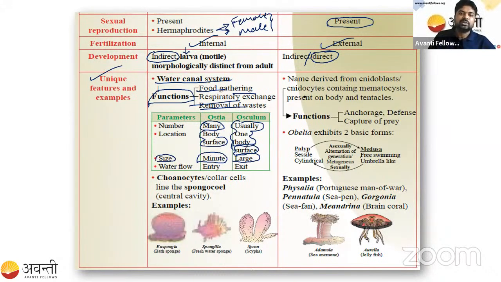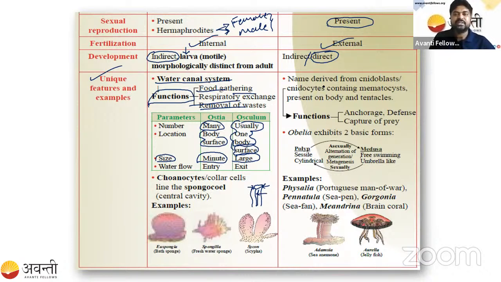Okay. So next are the collar cells lining the sponge coil. Collar cells means cells present, for example, in this type of sponge. Okay. And in this part, collar cells are present. And here you can see the sponge coil. Sponge coil means this type of cavity. Examples are Spongilla and Sycon.